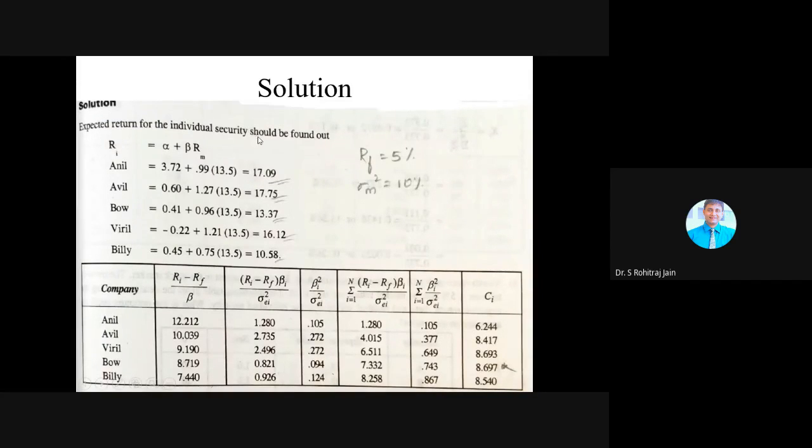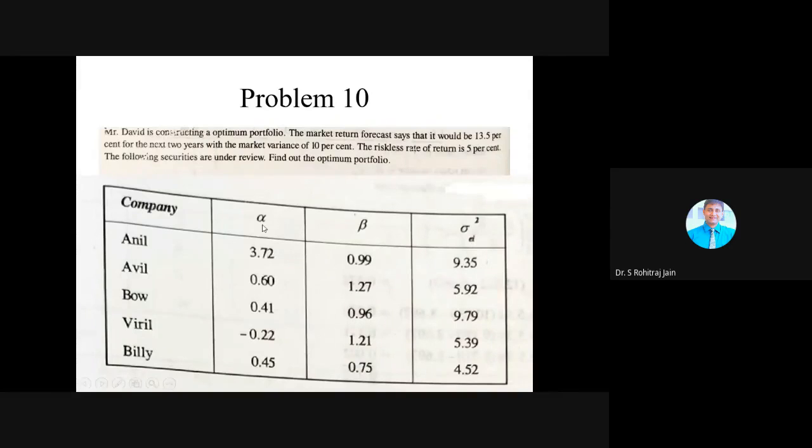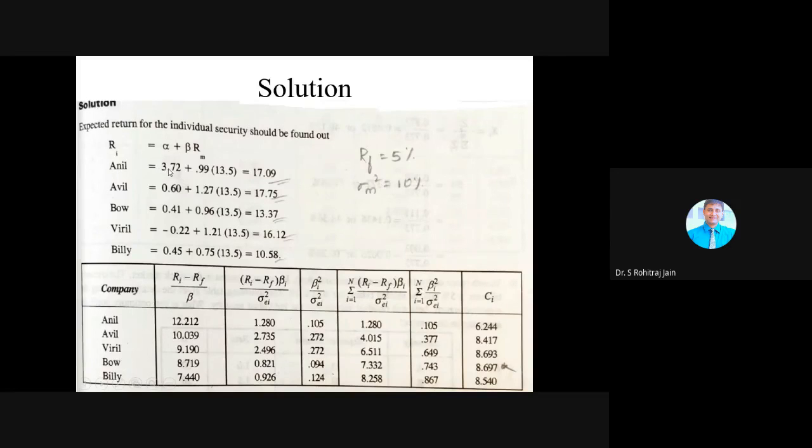Now students, please see, as far as your solution is concerned, expected return for the individual security should be found out using RI, that is the return of the stock. RI is equal to alpha plus beta into RM. All of you know they have given me alpha, then beta, then sigma A square, which is the residual variance, right? So for the first stock, how they have calculated? 3.72 alpha plus beta, that is 0.99. What is RM? Whether they have given? Yes, they have given, right? That is 13.5.